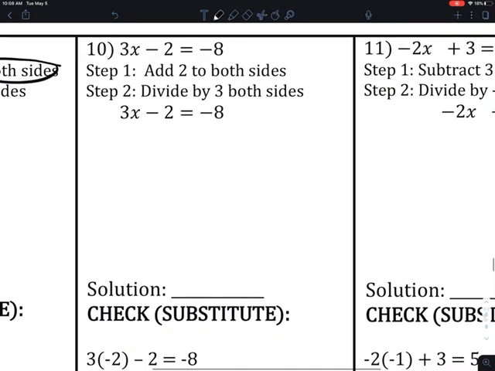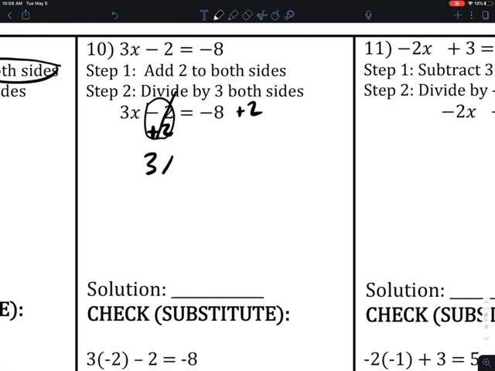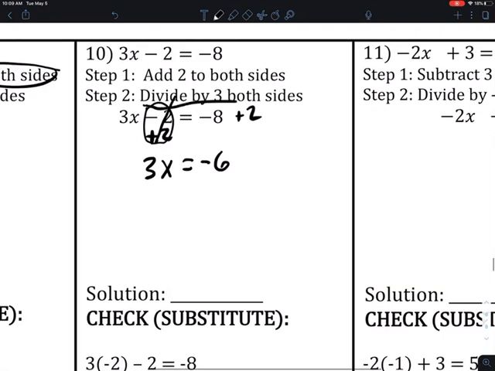Next one, number 10. Step 1, add 2 to both sides. So I'm going to do plus 2, plus 2. I'm just doing this a different way. Same thing though. These right here end up canceling out because they're the inverses of each other. So on the left side of the equal sign, we're just left with 3x. Equals, well, what's negative 8 plus 2? Gives negative 6.